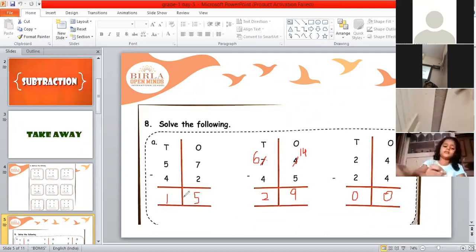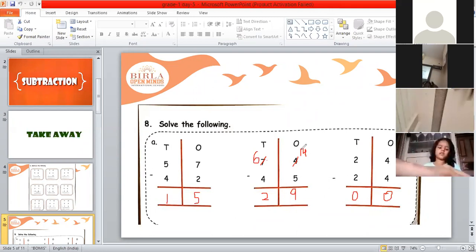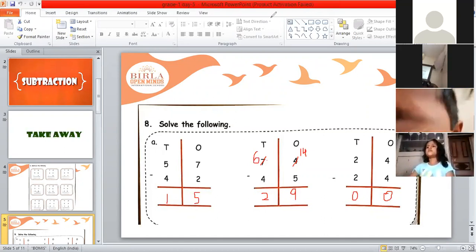Okay. And in the second sum, I have done this cutting and all. You all have to show this borrowing and cutting. You have to cut the number in the tens place and in the ones place also, and write it in a proper way. You have to cut 7 and make it 6, then you have to cut 4 and make it 14 in the ones place. All right. Yes, so now I'm clearing all this.